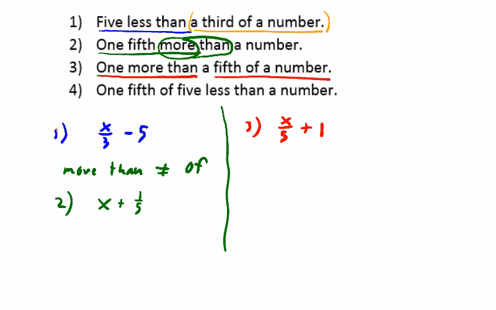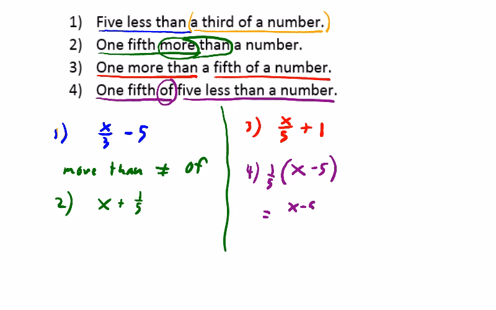Let's look at the final case. We have 1/5 of. From what we just said, of will mean that we will multiply, but then we have 5 less than a number. So we first need to find, starting at the back of the sentence, what 5 less than a number is. That would be x minus 5, and then we need 1/5 of it. So that means to multiply by 1/5. That could also be expressed as x minus 5 divided by 5.